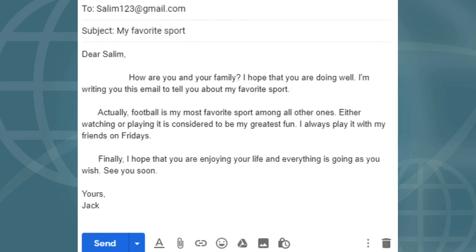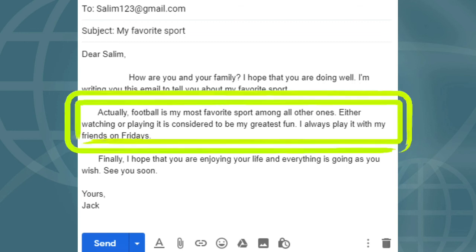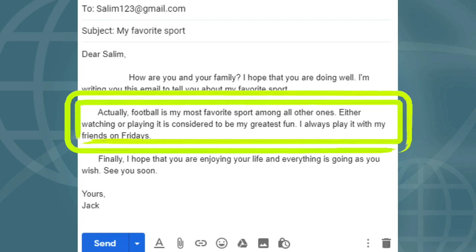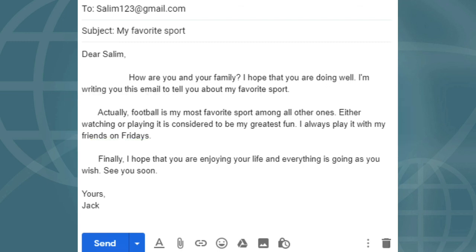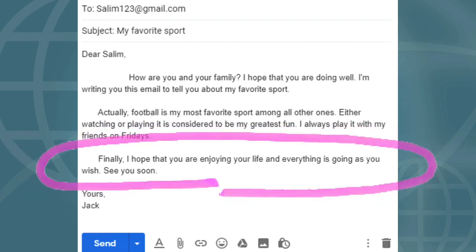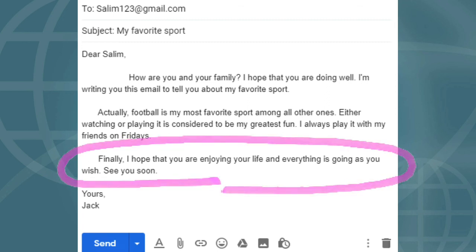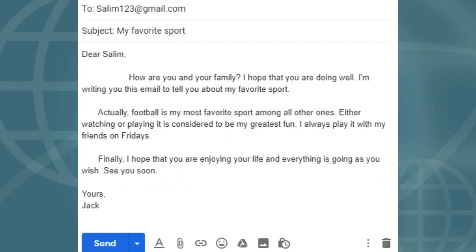Actually, football is my most favorite sport among all other ones. Either watching or playing it is considered to be my greatest fun. I always play it with my friends on Fridays. Next, the writer concluded the email by saying, finally, I hope that you are enjoying your life and everything is going as you wish. We can note that the writer also added a closing sentence, see you soon. And finally, the writer wrote his own name, as you can see, yours, Jack.